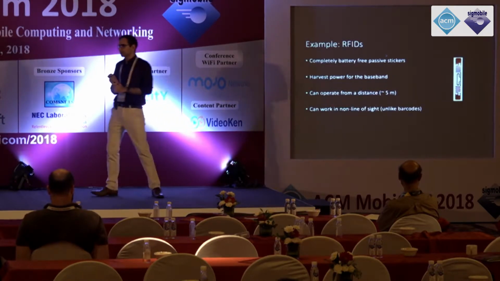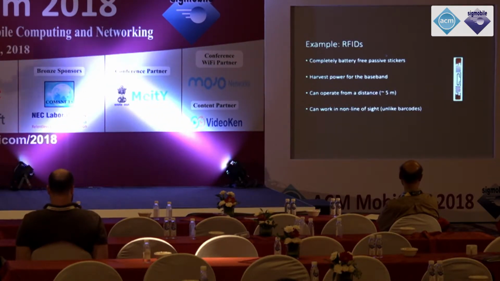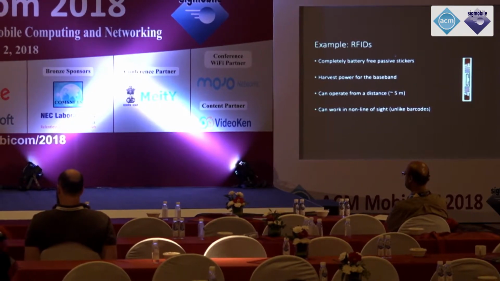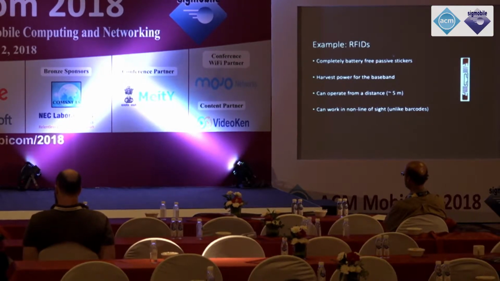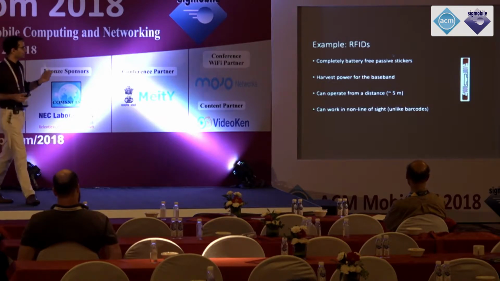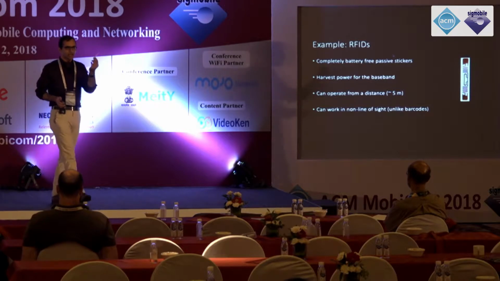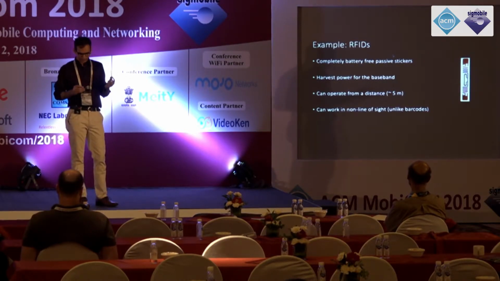One of the simplest and most prevalent examples is this small tag called an RFID tag. I actually have one right here with me. They're very simple, small tags. They can work from a distance, typically up to 5 meters. They don't even need any power for their baseband processing, that is the digital processing, because they can harvest it using RF as well. One of their main selling points is that they can work in non-line of sight. So unlike barcodes, which require line of sight and close distances, an RFID tag can work from a distance.